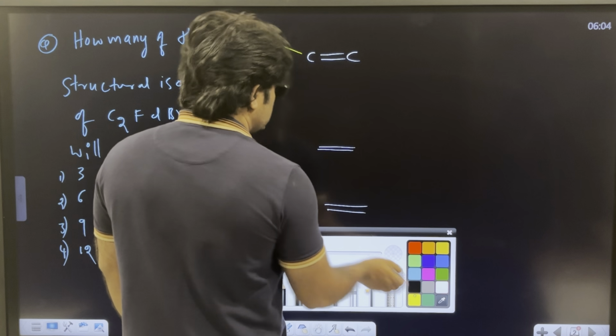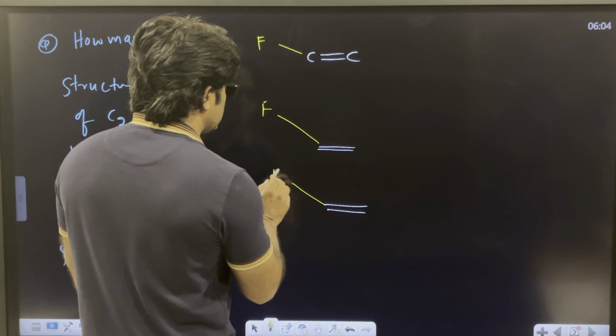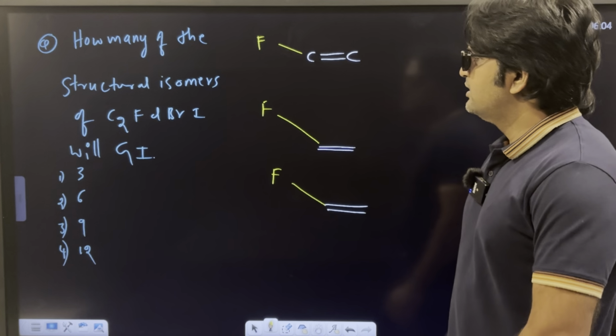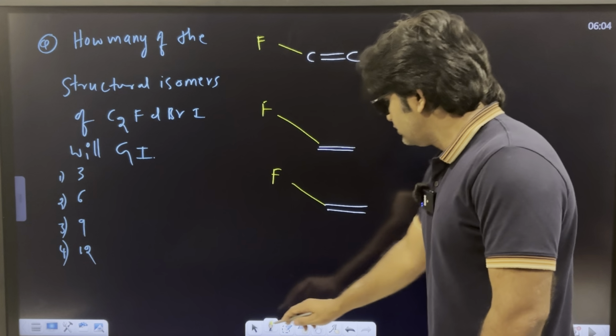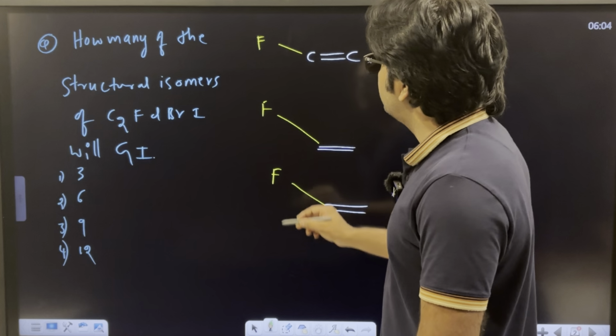Here also same thing, I am trying to fix the position of fluorine. We are not going to change the position of fluorine. Clear? And we have chlorine, bromine and iodine. These halogen atoms I am trying to arrange on the carbon atoms.